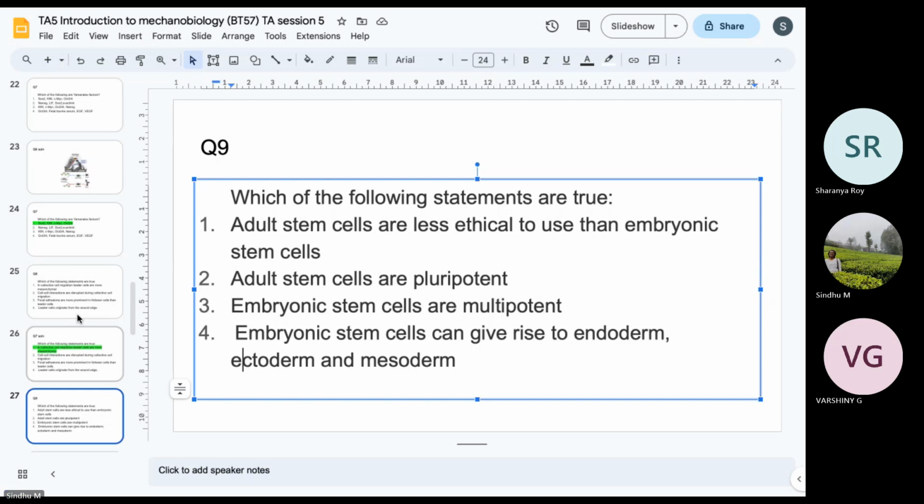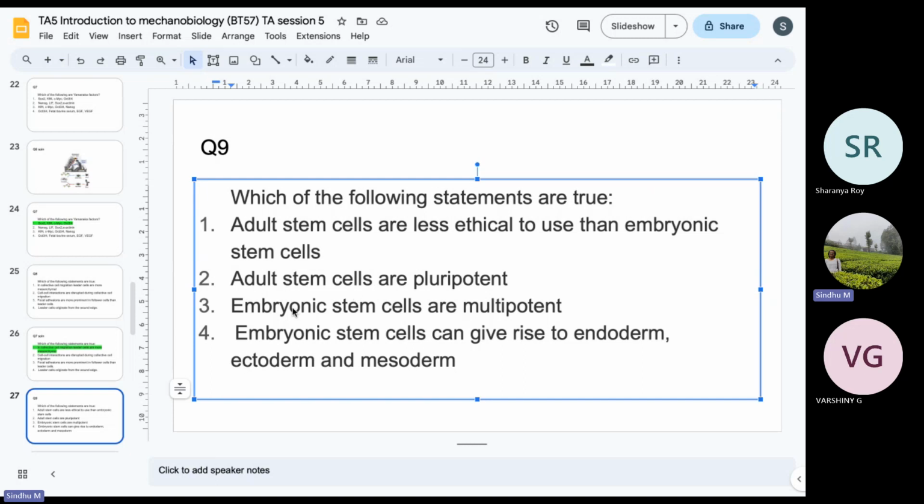So with the embryonic stem cells, there are many ethical concerns, but with adult stem cells, the concerns are less. That is why adult stem cells are more ethical to use, because the concern you have with the embryo, that the embryo may not be healthy if you remove the stem cells, is not there in the adult stem cells.